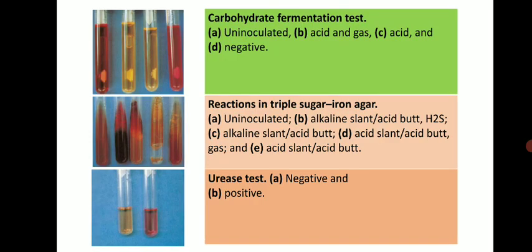In this picture you can see various tests and their results: the carbohydrate fermentation test, the TSI iron utilization test, and the urease test. Simply by observing color change or growth pattern, you assign whether a particular test is positive or negative, so we get important clues.